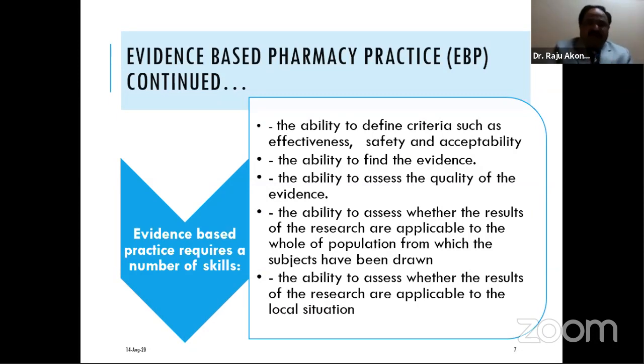To continue with evidence-based practice, you have to have all these skills. One of the important skills, as I told you, is the evaluation of clinical research. That is nothing but assessing the quality of evidence. Once you have this assessment ability, you can practice evidence-based pharmacy, or EBP, successfully, right?